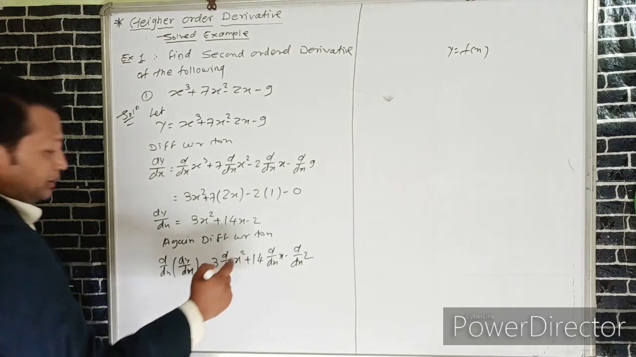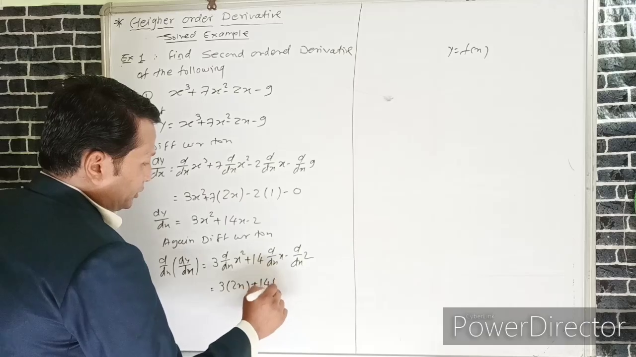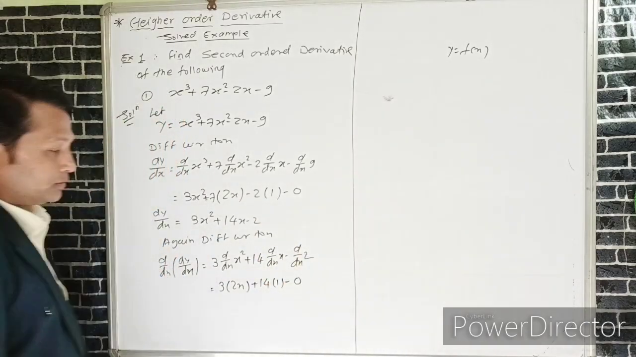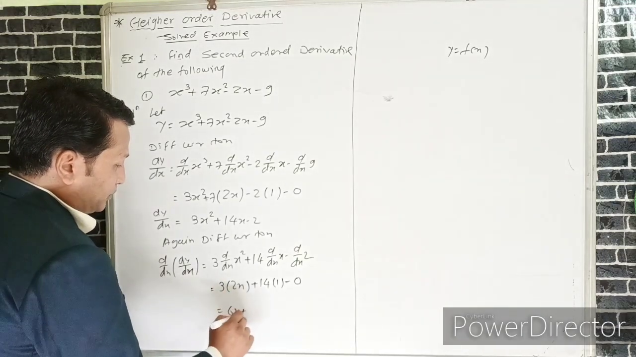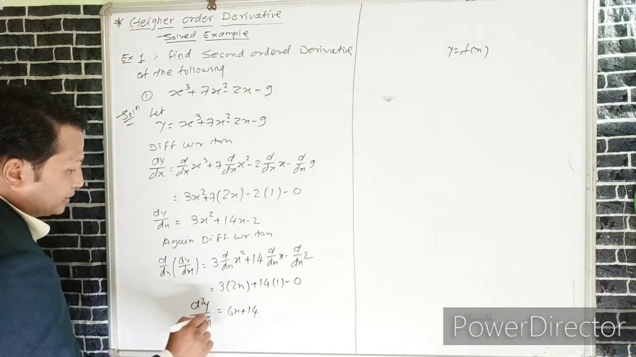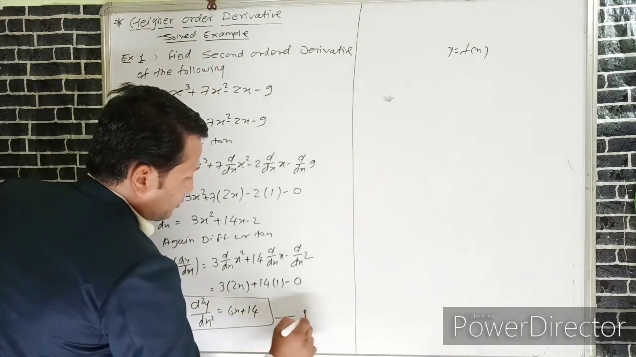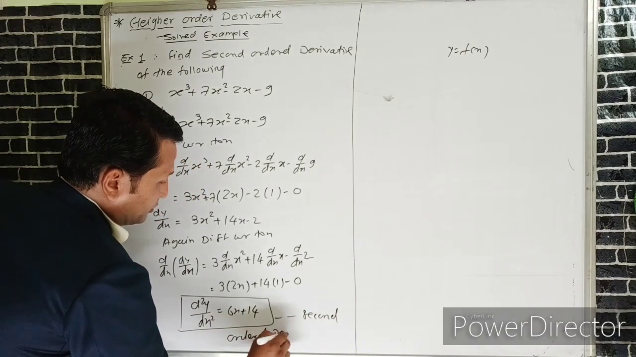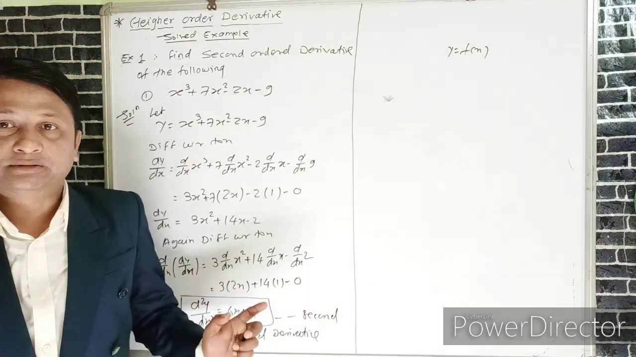Here the derivative of x square is 2x. Hence we can write 3 into 2x plus 14 into 1, which is the derivative of x, minus the derivative of 2, which is a constant function, is 0. Hence we can write 3 into 2, which is 6x plus 14. We can write d2y upon dx square, which is the required second order derivative, is equal to 6x plus 14.